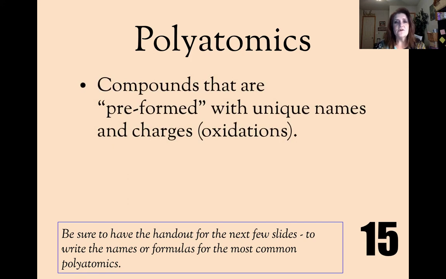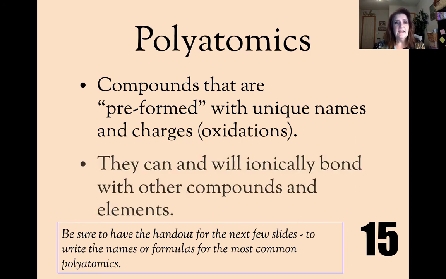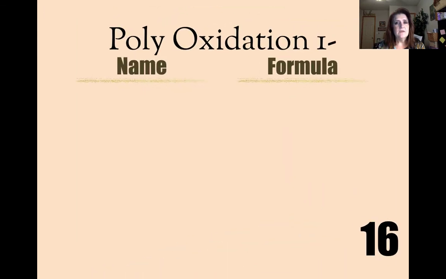Polyatomics in your notes are compounds that are preformed with unique names and charges or oxidations. They can and will ionically bond with other elements and compounds. So the following is a list of polyatomics with an oxidation of 1 negative. They're similar to group 17 on the periodic table.